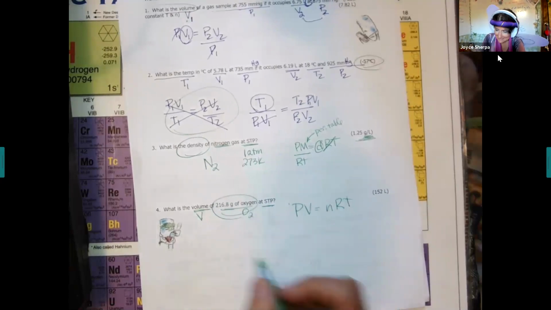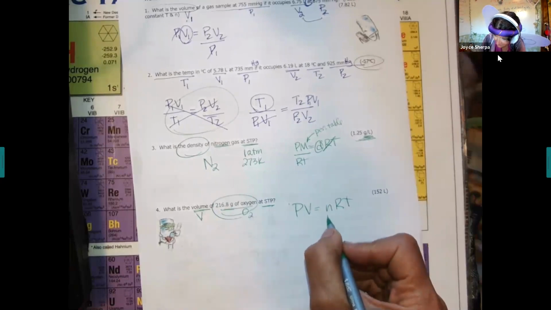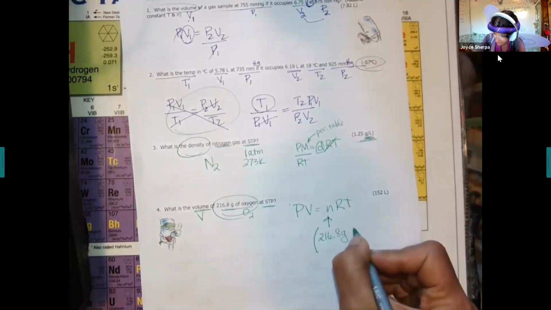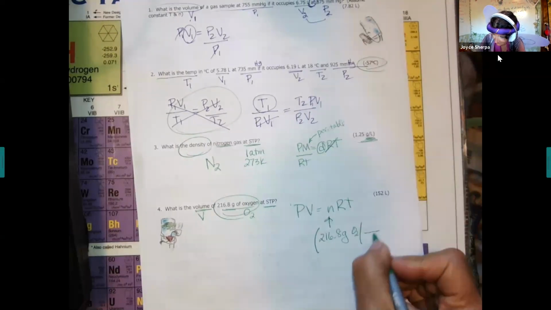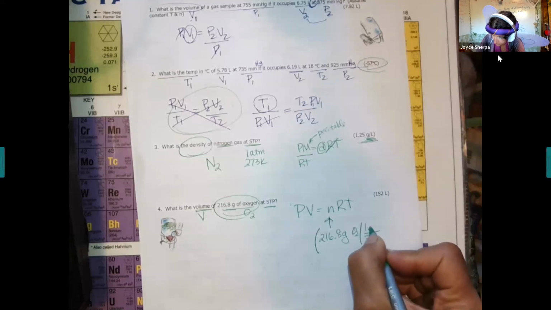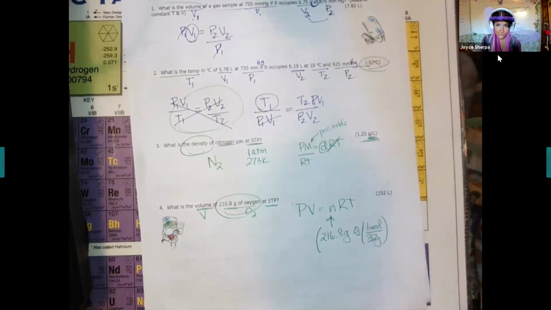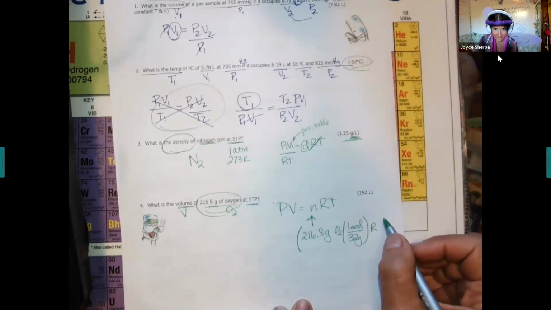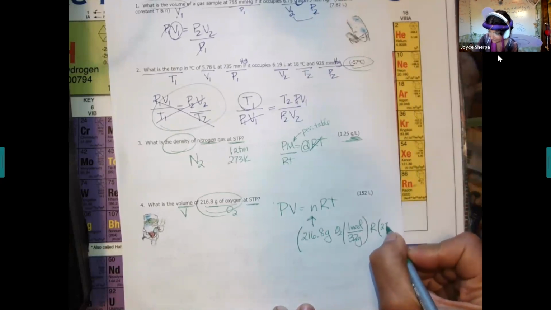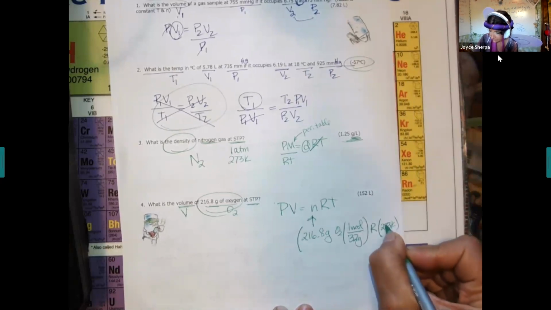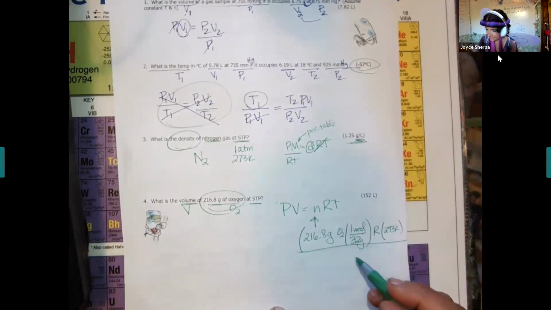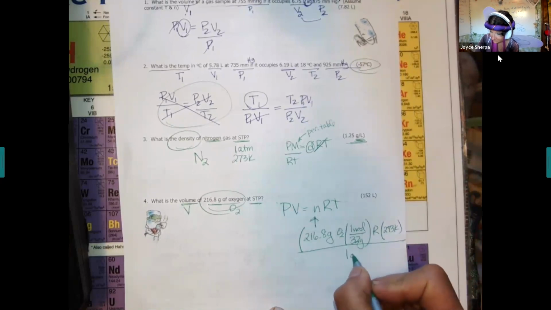The 216, that is going to go into the N. So your N is going to be 216.8 grams of O2, and then 1 mole to 32 grams. So again, I like to show it all in my setup. So then I would have R, and then I would have my temperature, which is 273 Kelvin. And R, you can just write like that. And then we're dividing by the pressure, which is 1 atm.